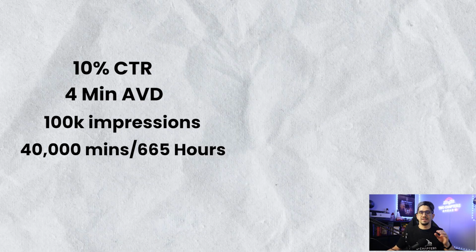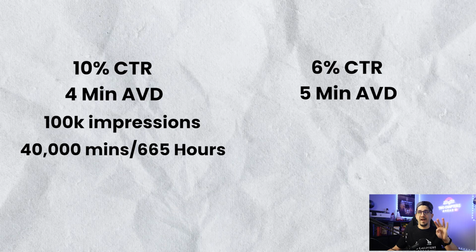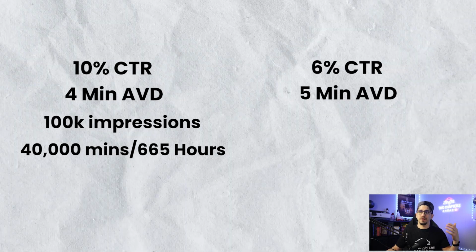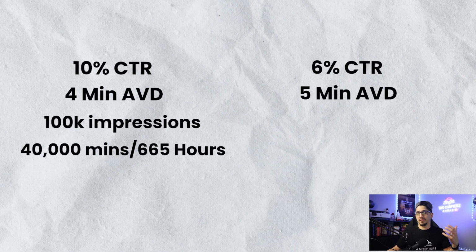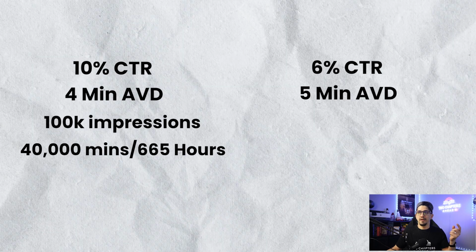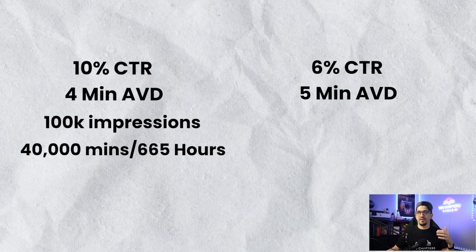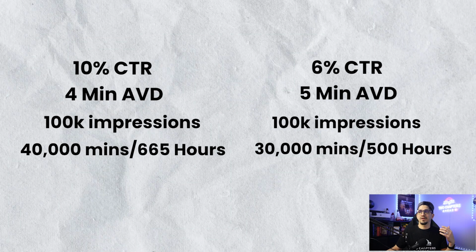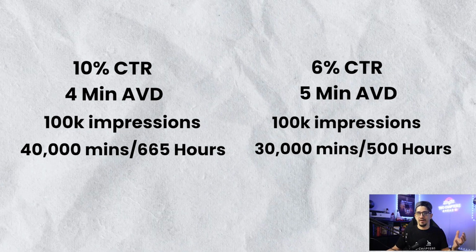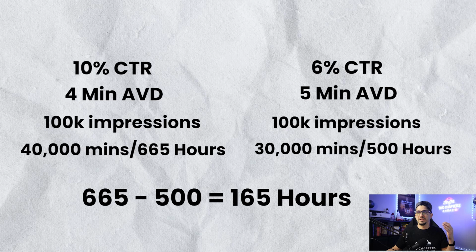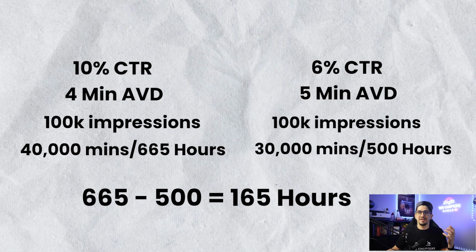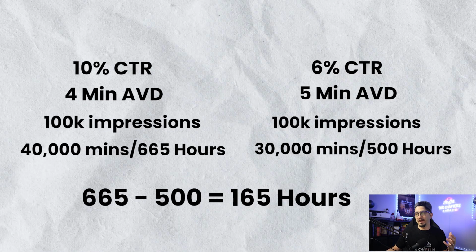But let's say the other thumbnail has a 6% click-through rate with a 5-minute watch time. YouTube is actually going to pick the 5-minute watch time and tell you it's a better thumbnail than the 4-minute one. But it does only have a 6% click-through rate, which is, at that point, if you have the same 100,000 impressions, that's only 30,000 minutes, which is 500 hours of watch time, which is 165 less hours, which is a lot of hours, right?